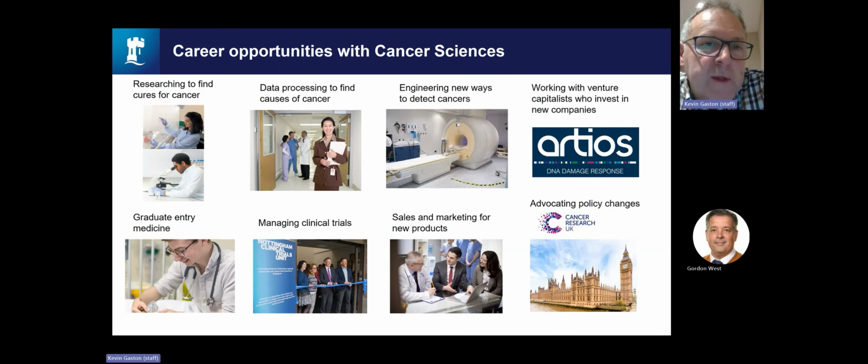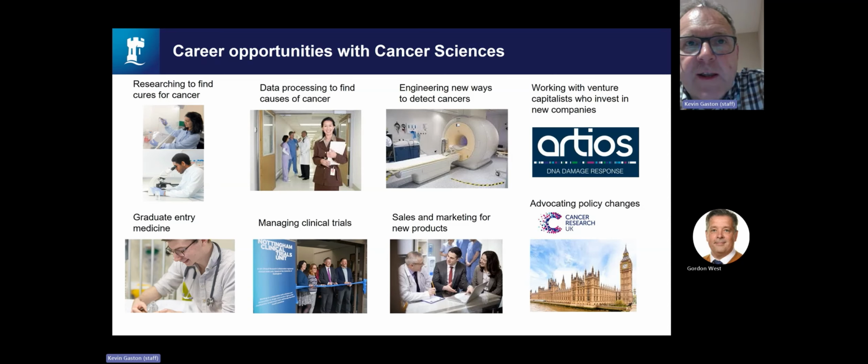So for example, now we can sequence the genomes of cancer patients and we can look at every different mutation that's present within a cancer cell, but we need people who are skilled in data analysis to understand all of that data. We can also build new ways to detect cancer. So there are now new scanners that can detect cancer very efficiently, but we need engineers who can build these new scanners and operate these scanners.